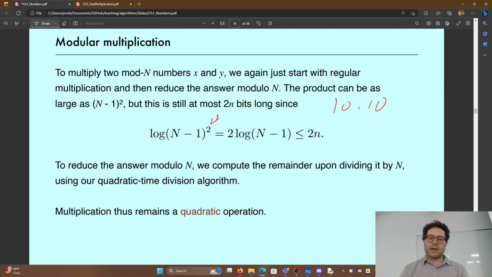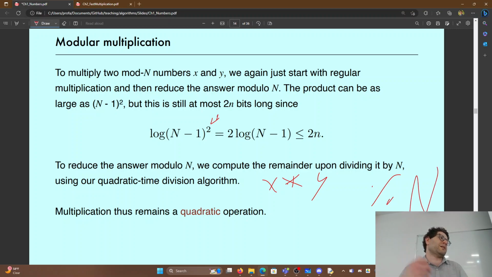So again, what we do is reduce the answer. After we do this multiplication in modular space, we just do our normal multiplication, okay? So if I want to multiply these numbers x and y, then all I have to do is do multiplication like normal, and then to reduce it, I do exactly what you'd expect. I do division, but instead of asking for the quotient, I ask for the remainder.